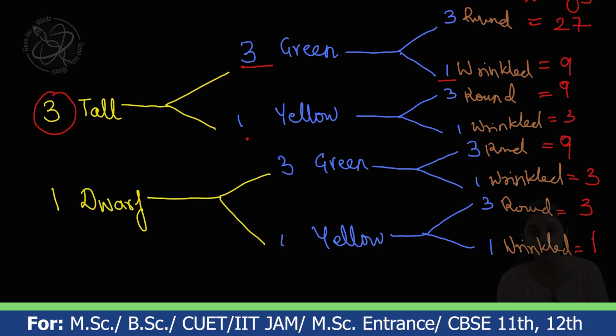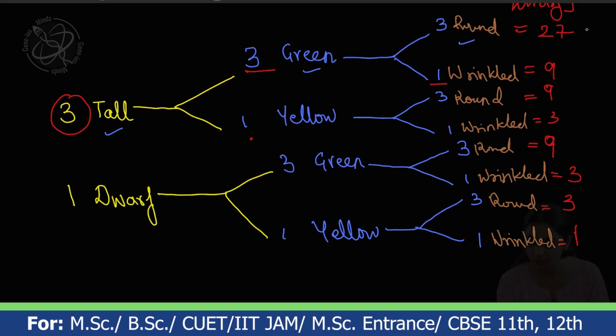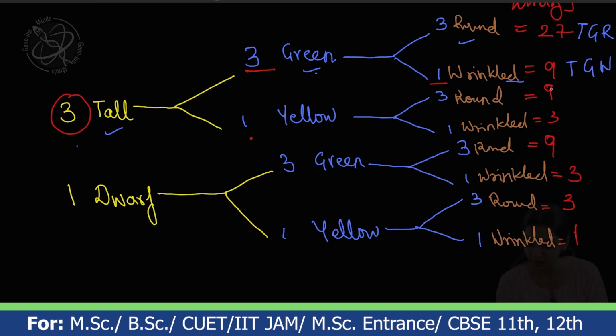Now if you want to write the phenotype of it, how are you going to write? The 27 here are, let us start from the extreme left-hand side, the tall, green, round. Next one, they are the tall, green, wrinkled. Next one, tall, yellow, round. Then tall, yellow, wrinkled.